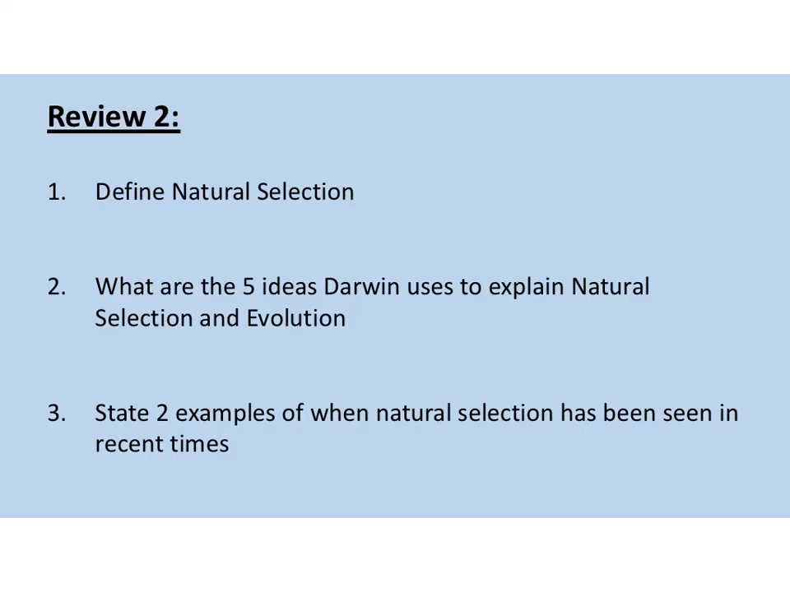So to make sure you've understood that, here's a second review with 3 questions. Number 1, define natural selection. Number 2, what are the 5 ideas Darwin uses to explain natural selection and evolution. Number 3, state 2 examples of natural selection that have been seen in recent times. So I'd like you to fill in the answers to these in your class notebook assignment.